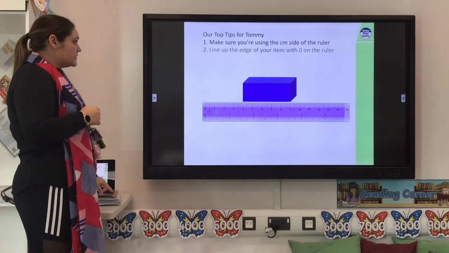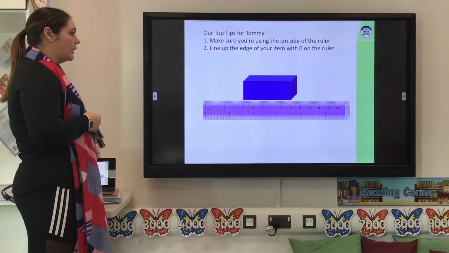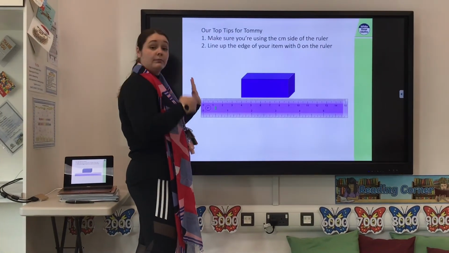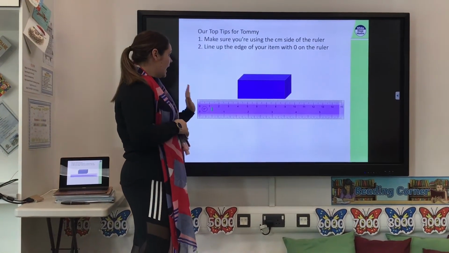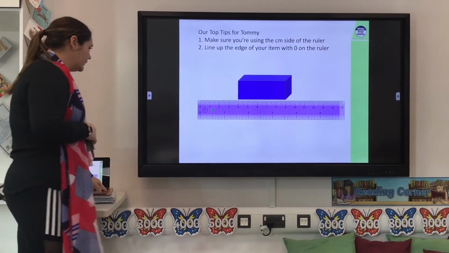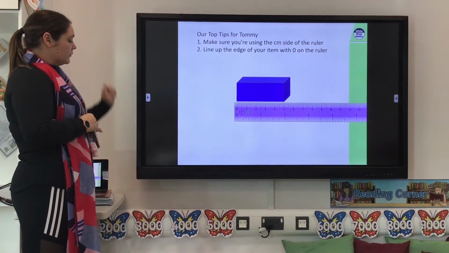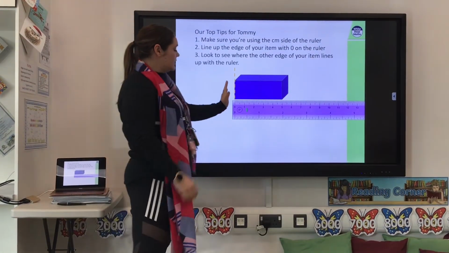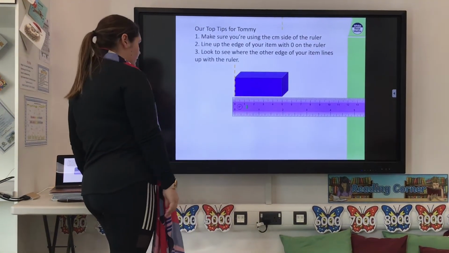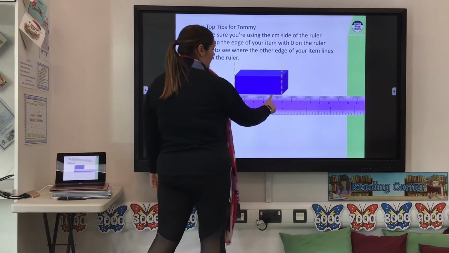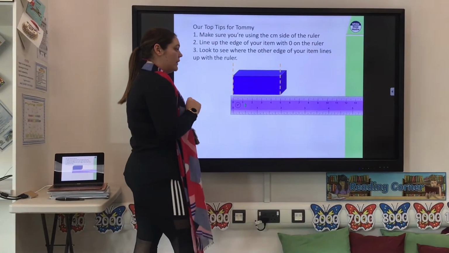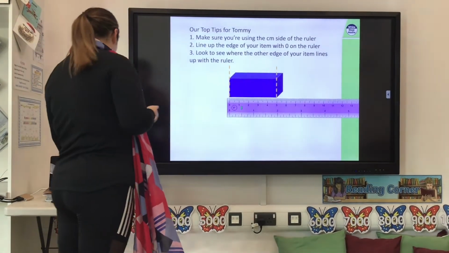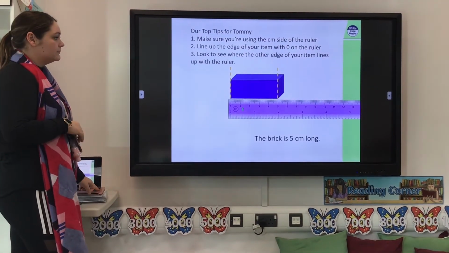The next top tip is to line up the edge of your item with the 0 on your ruler. So 0 is where you start counting from, like we do if we're counting in normal numbers. We're going to line that up with your item. So you put that on the edge, and then you make sure you're measuring from the 0 all the way across your item here. So if we were looking at this, the length of this brick would be 5 centimetres. So nice and easy, if you remember the rules.